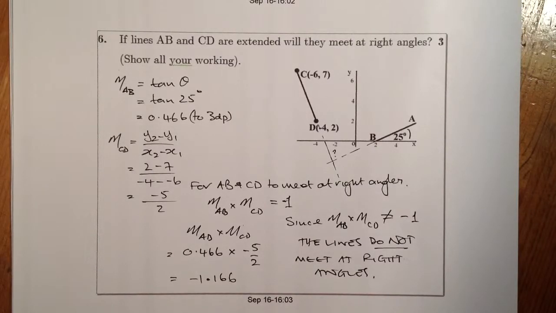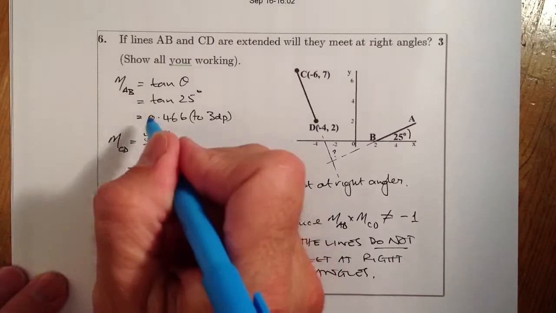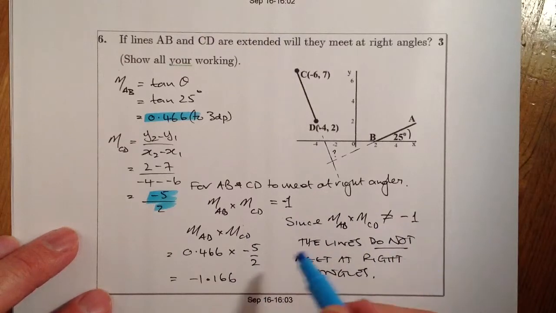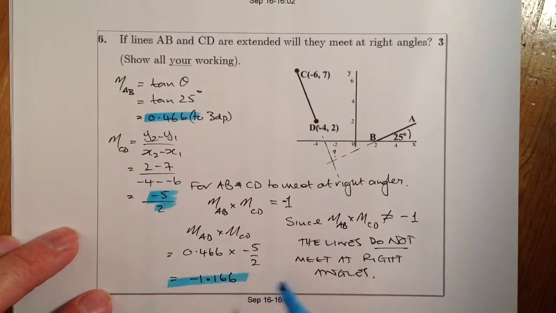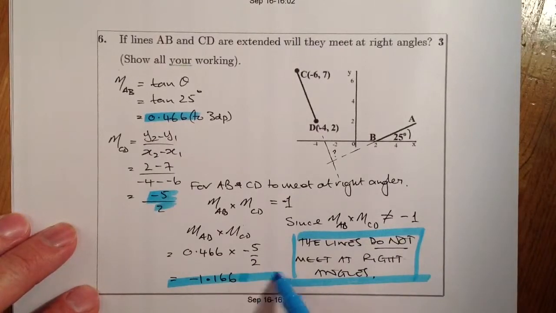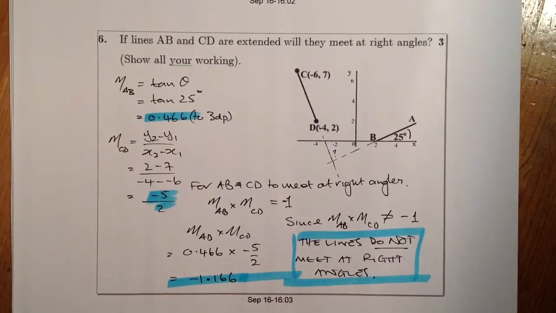Okay, so that'd be 3 marks there. So what we'll go for is 1 mark for getting the gradient of AB, 1 mark for getting the gradient of CD, and 1 mark for making sure that we show how they do not meet at right angles. So that'd be 3 marks in total.